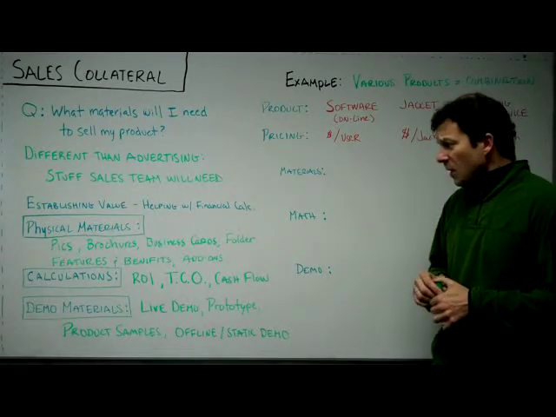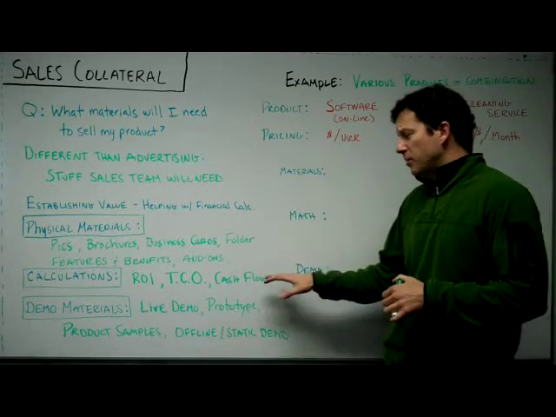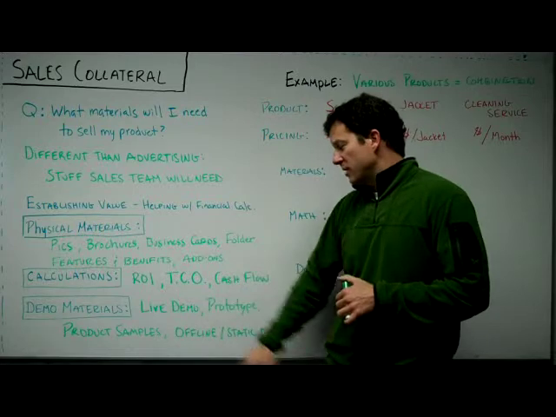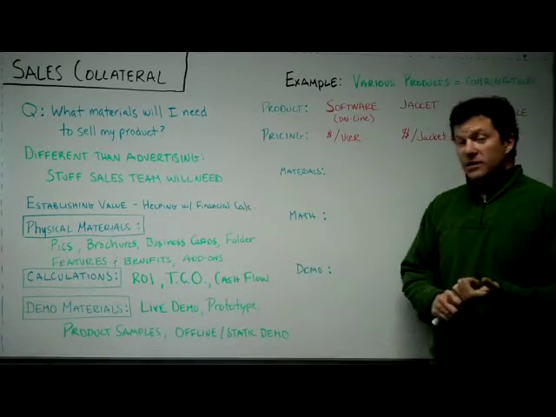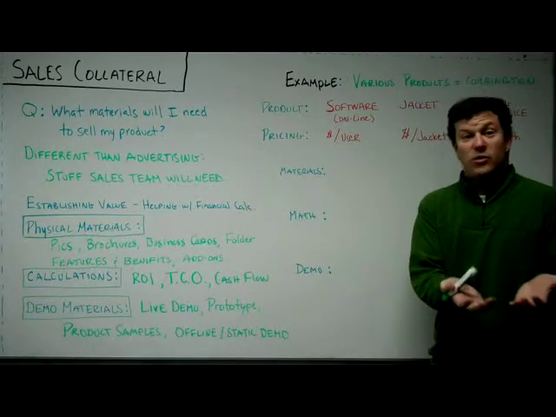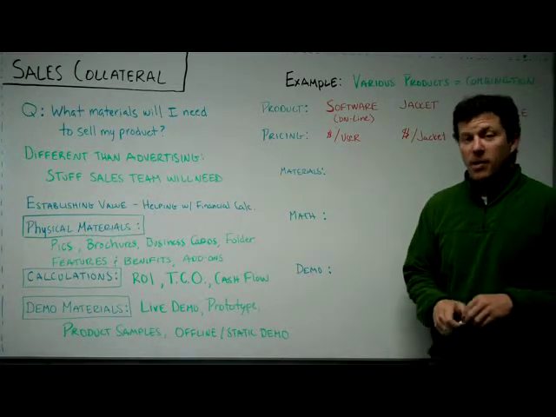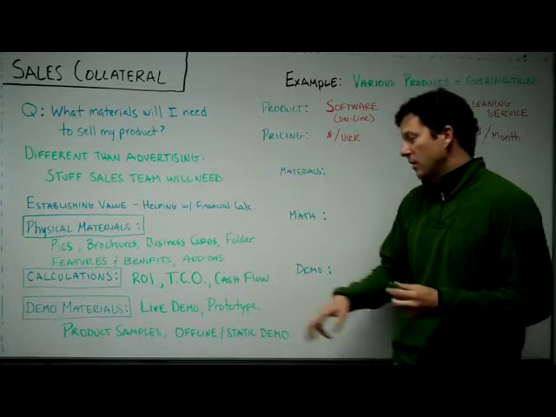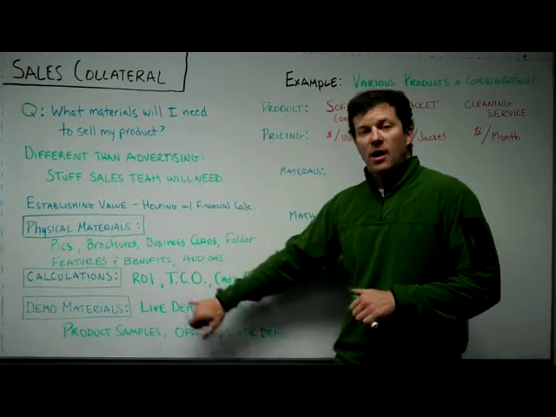So the calculation piece is a little different. The three examples I use here are return on investment, total cost of ownership, and cash flow. Return on investment is you're saying, hey look, here's how much it costs and here's how we think it helps the typical person like you or business like you, and therefore there's this value. If you want to know more about ROI, watch the video on that subject. Also, total cost of ownership, same thing, watch that video.